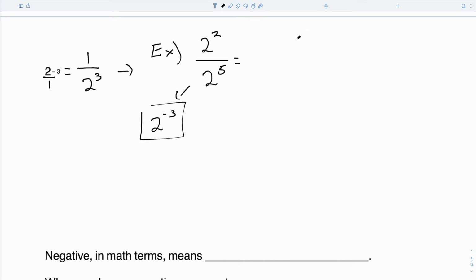Well, if you have 2 to the second, it's 2 times 2. If you have 2 to the fifth, it's 2 times 2 times 2 times 2 times 2.